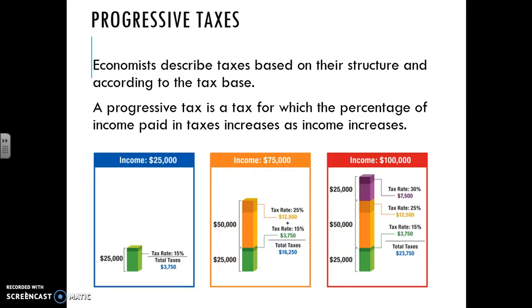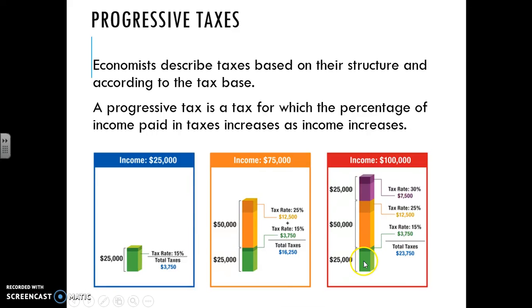There are a few different types of taxes, and first we're going to look at a progressive tax. Economists describe taxes based on their structure and according to the tax base. A progressive tax is a tax for which the percentage of income paid in tax increases as income increases, meaning your tax rate gets higher as you make more money.